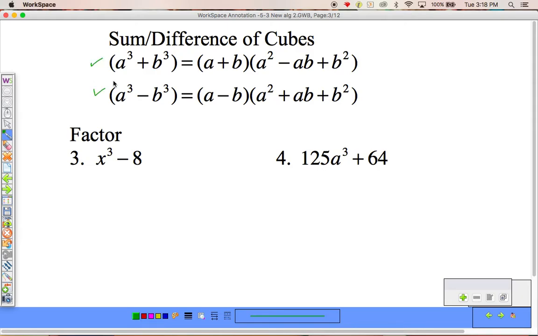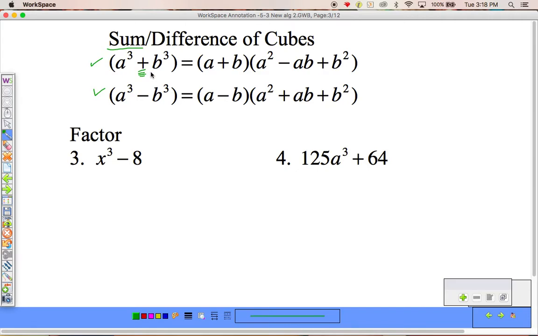All right, now, our sum and difference of cubes. We need to memorize these. Straight up memorize them. You don't have to memorize much in here, but you need to memorize these. A to the third plus b to the third is a sum of cubes. Two perfect cubes added together. And that's going to factor into a plus b, a squared minus ab plus b squared. Just got to memorize it.